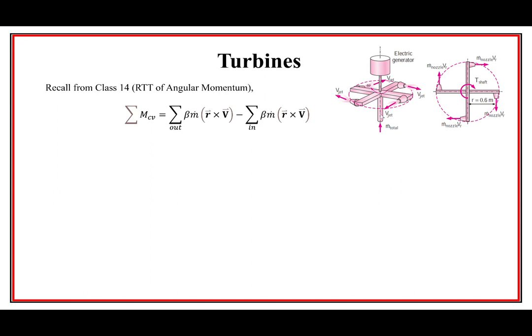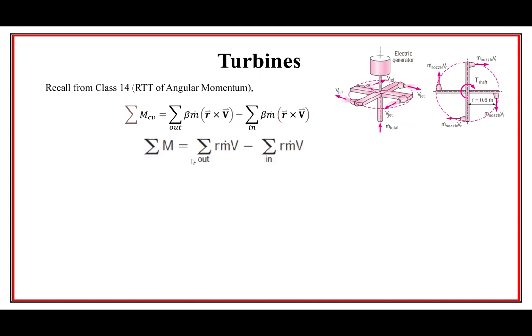So turbines from class 14, you'll recall that we used the Reynolds transport theorem as it's applied to angular momentum, and we had this outlet and inlet. And so I just put this up here because that's one of the visuals or examples that we first saw in there, where you could see that we have that m dot times v, and if you recall from linear momentum, that created a thrust or a force, but now if we multiply it by an r, that's going to give us this torque right here.